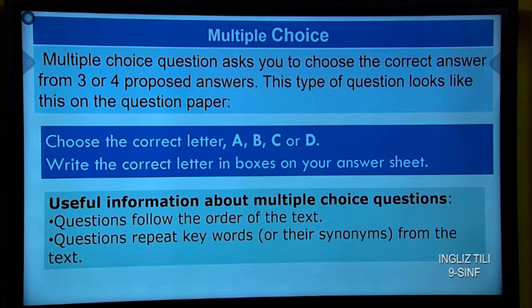reading. Multiple choice questions ask you to choose the correct answer from 3 or 4 proposed answers. This type of question looks like this on the question paper: Choose the correct letter A, B, C, or D. Write the correct letter in boxes on your answer sheet. So, useful information about multiple choice questions. Questions follow the order of the text. Questions repeat keywords or synonyms from the text. I think you understood how to answer multiple choice.